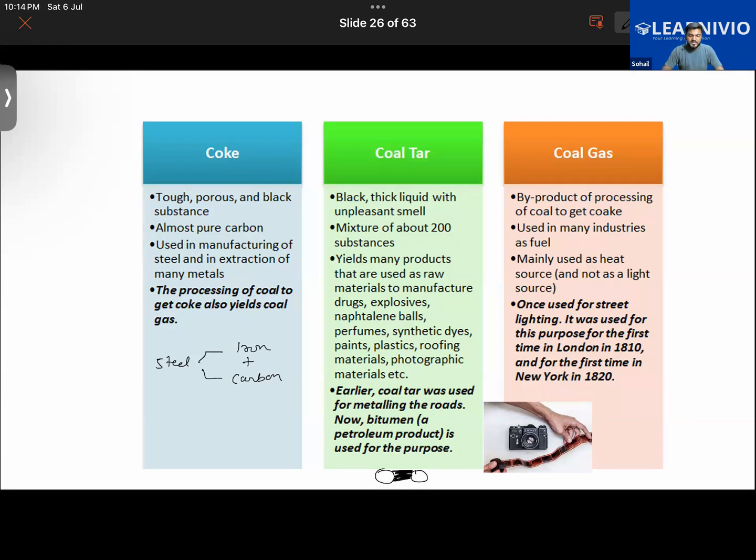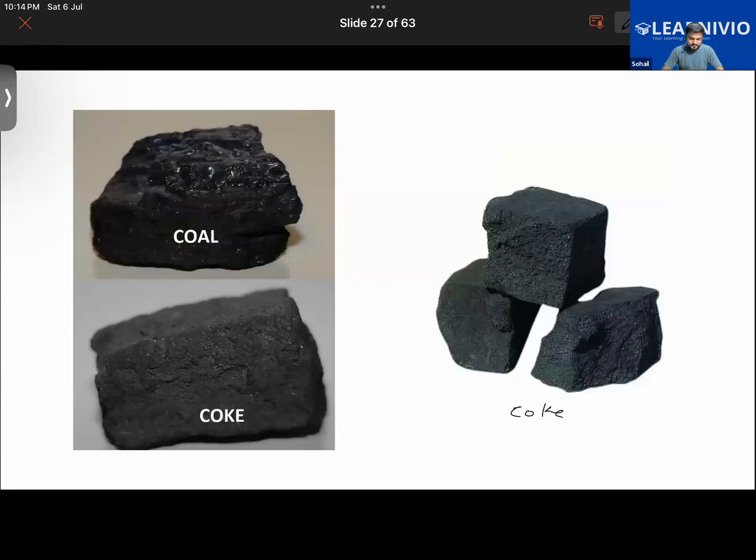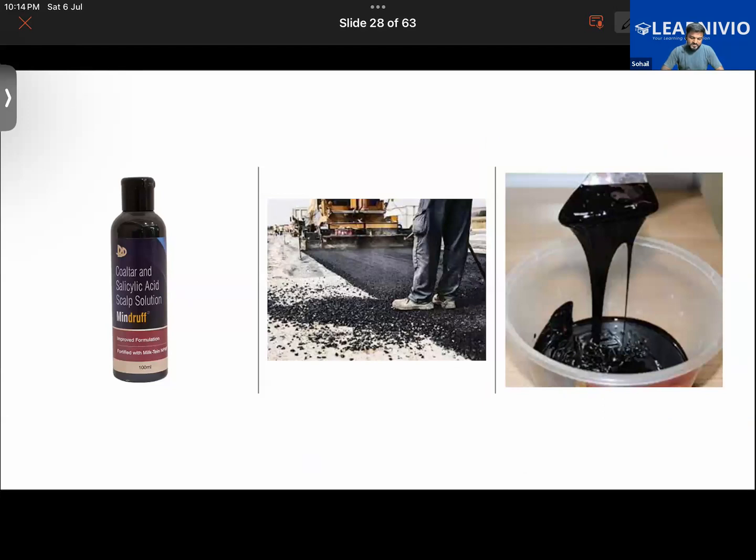Furthermore, let's learn about coal gas. By the way, have a look at this image. This is that of coal tar. Here you can see that it is being used as a treatment for dandruff also. As I told you, coal tar is used as a medicine also. So coal tar can be used to cure dandruff problems. Not in the raw form, but it has to be processed and several other things are mixed into it.